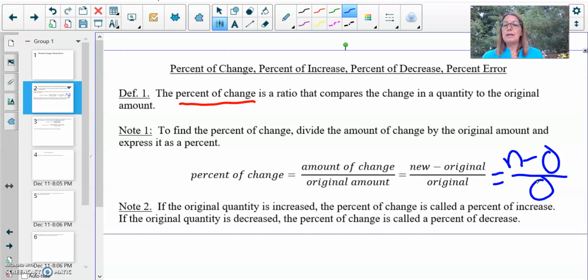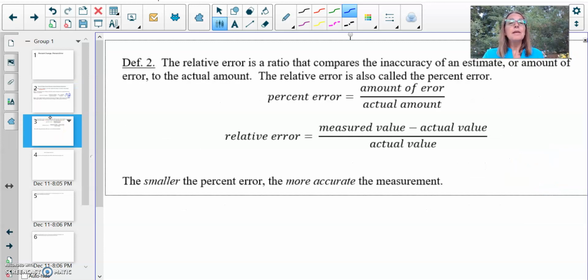And with our formula, new minus old divided by old, you can look at the sign of that answer. If you get a positive answer, that means it's a percent increase. If you get a negative answer, that means it's a percent decrease. A similar idea is called relative error. The relative error is a ratio that compares the inaccuracy of an estimate or amount of error to the actual amount. The relative error is also called the percent error.